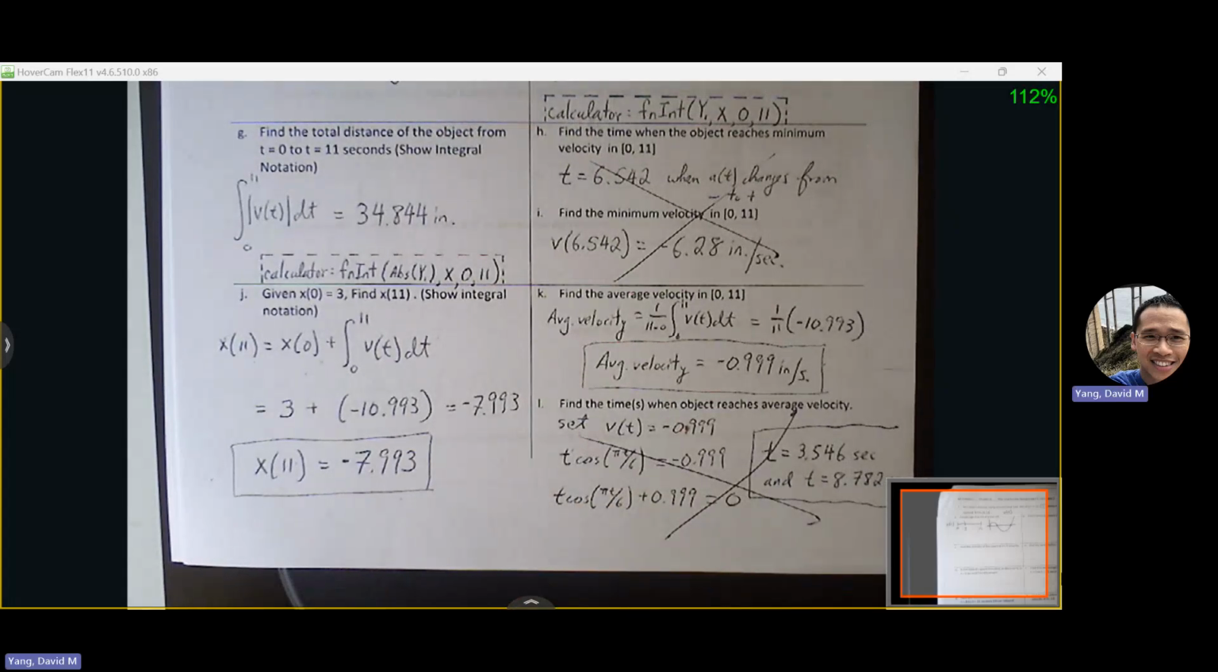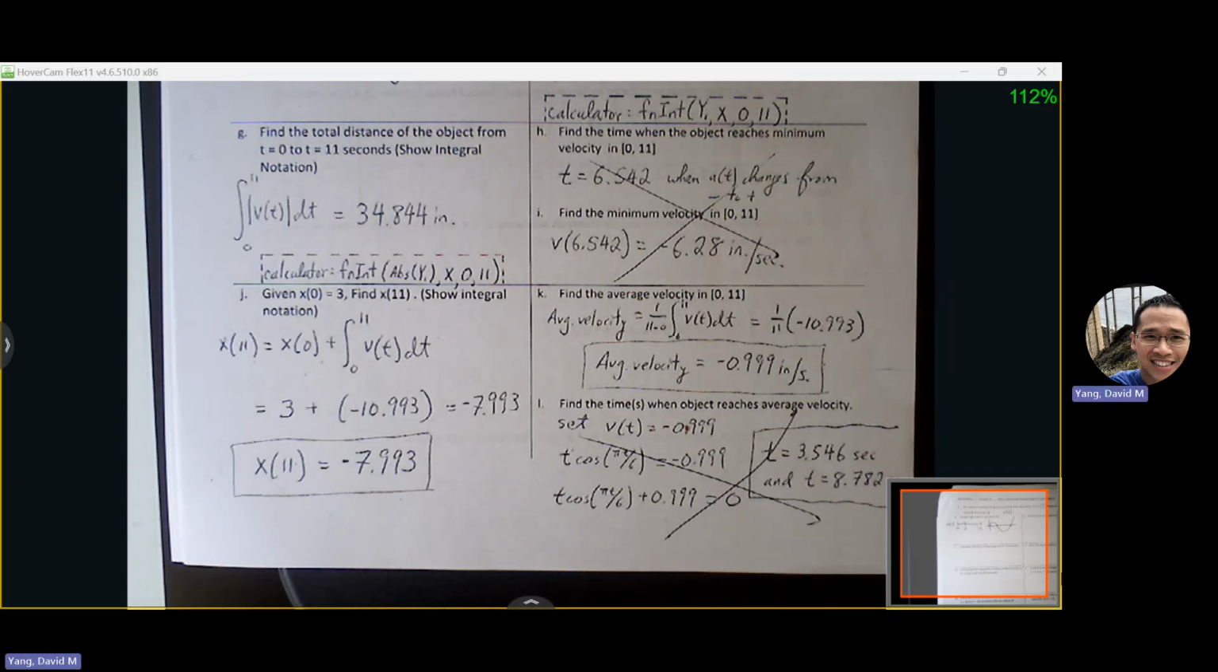Okay, don't worry about H, I, or L. J is finding a physical location at a specific moment in time. So we were using this formula, x of b is equal to x of a plus displacement. If I want to find out where the object ends up, I'm going to have to know where he begins and how much movement he makes.